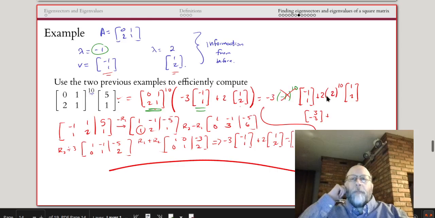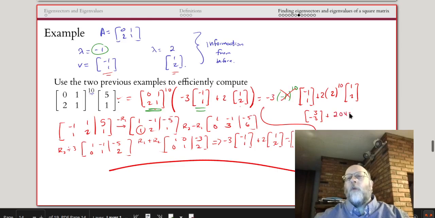This is going to give us some big numbers. 2 times 2 to the 10th is 2048 times (1, 2). That's a big scalar, but that's okay. This is (3, -3) plus 2048 times 1 and 2048 times 2, and that's 2051 and 4093. And we have calculated this out exactly without having to column-row rule this.